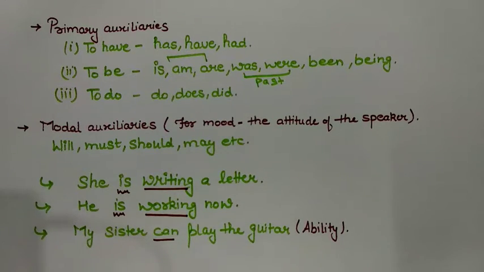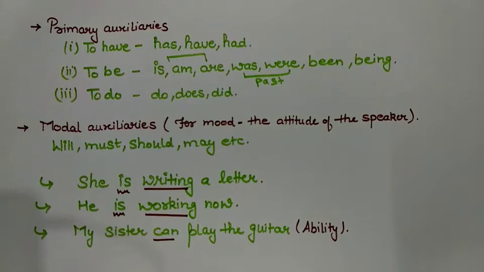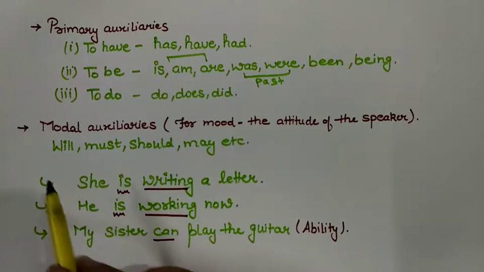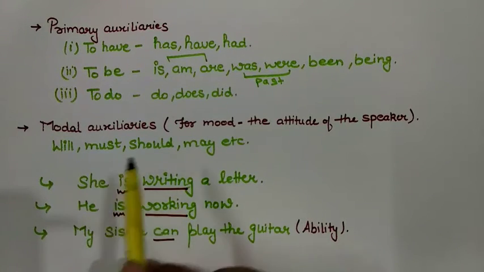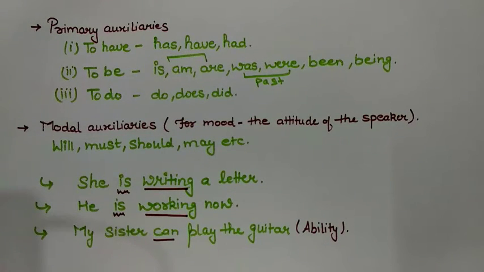Next, auxiliary verbs are modal auxiliaries. Actually, modal auxiliaries are used to show the mood. In grammar, by mood I mean the attitude of the speaker. Words like will, must, should, may, etc. are modal auxiliary verbs. These verbs do not do any action in the sentence.